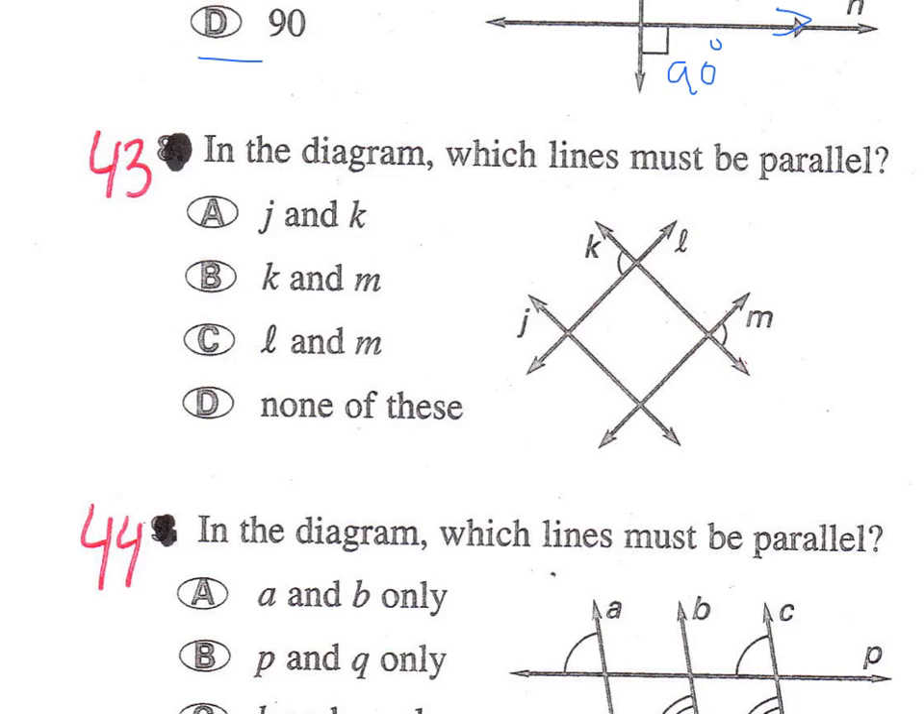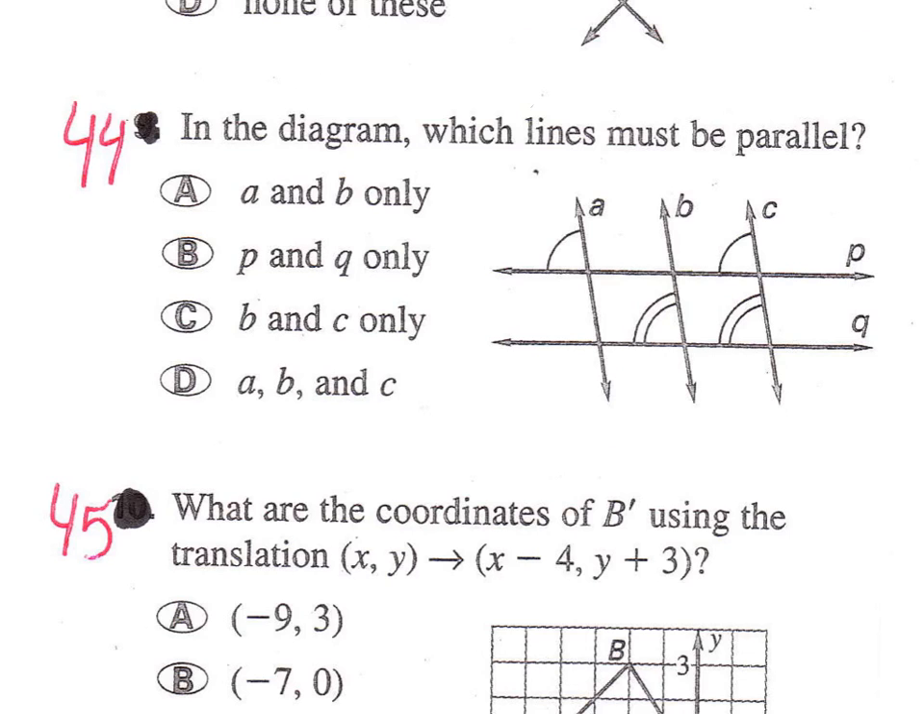So A was J and K. B is K and M. There's K, there's M. Are those parallel? Would it be C, L and M? Here's L, there's M. Again, pay attention to those arcs. Or would it be D, none? So which ones do you think are parallel?